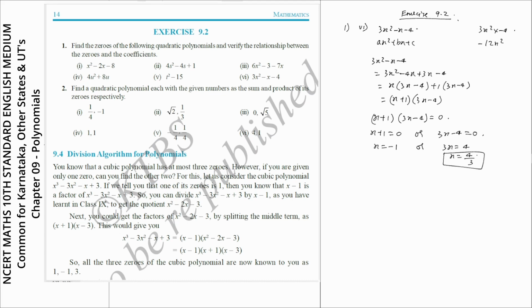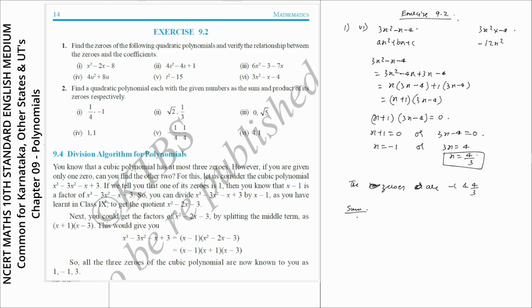So x is equal to minus 1 or x is equal to 4 by 3 are the two zeros of the given quadratic polynomial. So therefore the zeros are minus 1 and 4 by 3. Zeros are simply roots. Now some property I'll check.